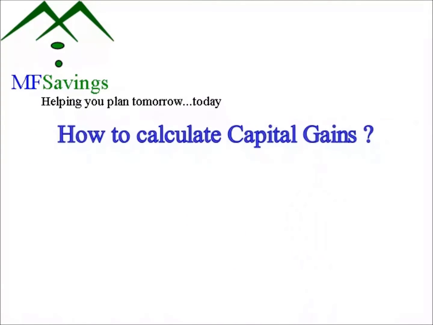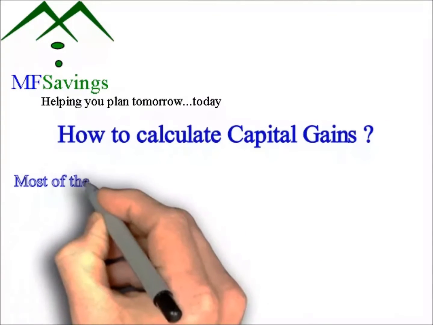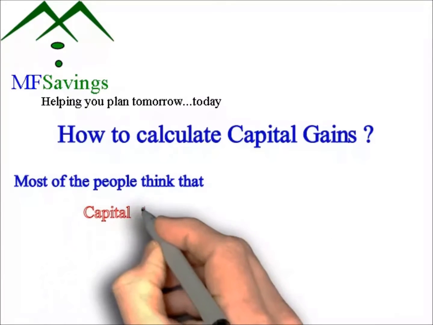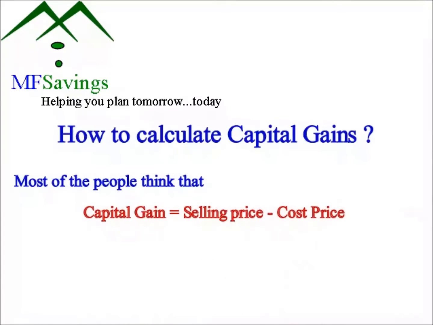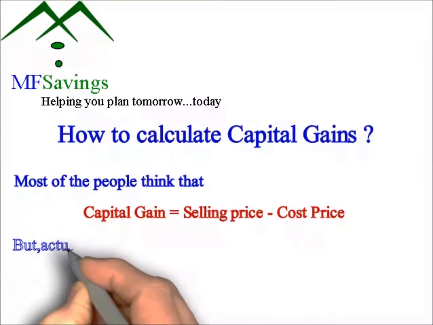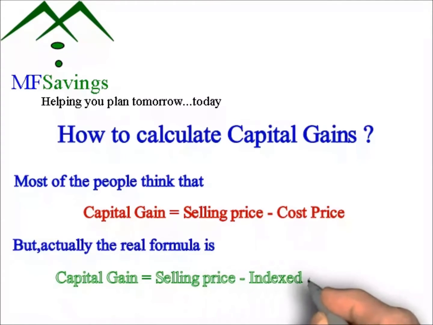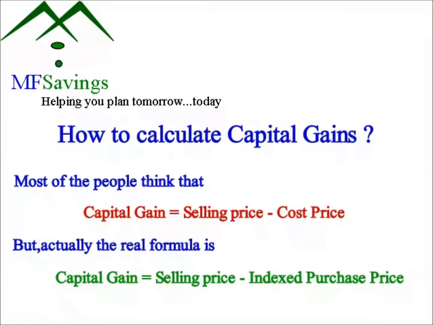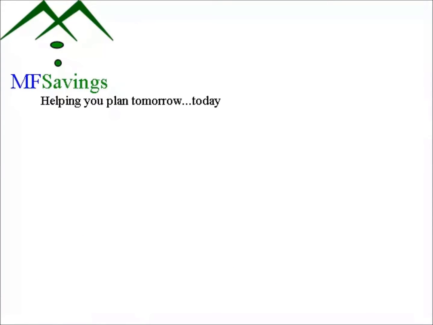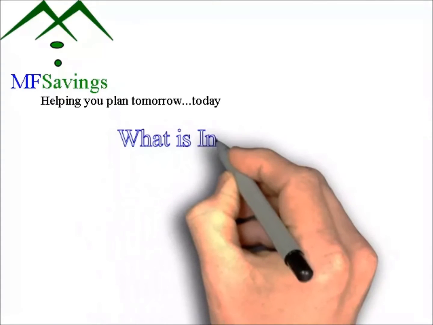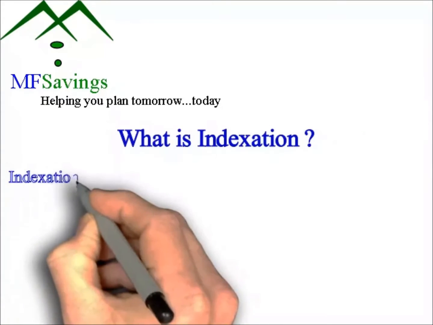Now let us know how to calculate capital gains. Most of the people think that capital gain is equal to selling price minus purchase price. But this is not so. Actually, the real formula is capital gain is equal to sell price minus index purchase price. Now the next question that comes to our mind is, what is index purchase price and how do we calculate an index price? For that, we need to know what is indexation.